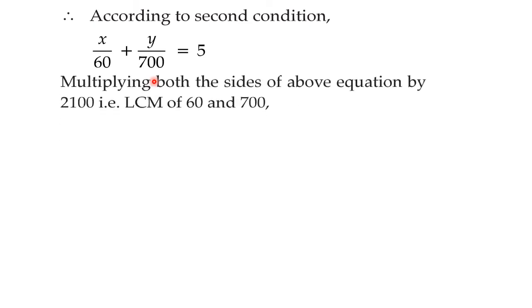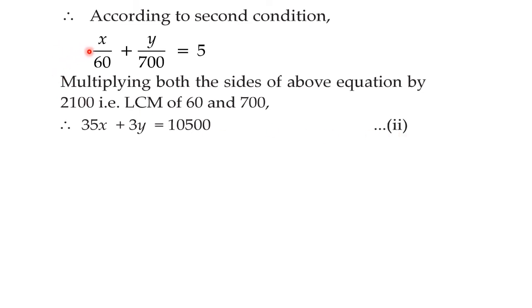So we are going to write here: multiplying both sides of the equation by 2100, that is the LCM of 60 and 700. Everywhere you are going to multiply by 2100, here also and here also. When you multiply, you will get a new equation: 35x plus 3y is equal to 10,500. Number this as equation 2.